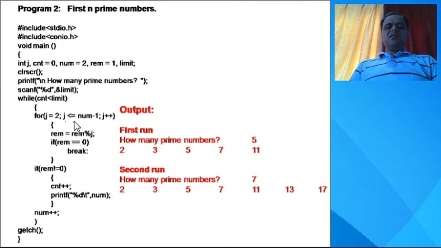j becomes 3, up to num minus 1. So the simple logic is, what is a prime number? A prime number is a number which is divisible only by itself and 1. So in this logic, we are trying to divide the number by values from 2 to num minus 1, and if the remainder is not 0, then we will print that number. Here I have included a counter, count. It will count how many numbers we have printed. This is how we can find the first n prime numbers.